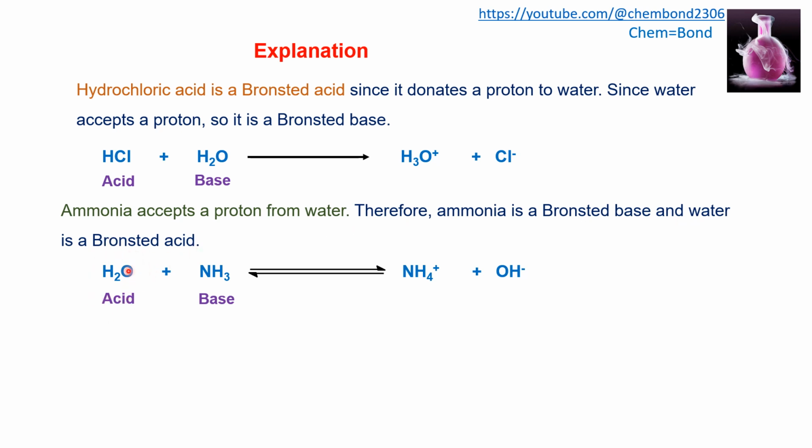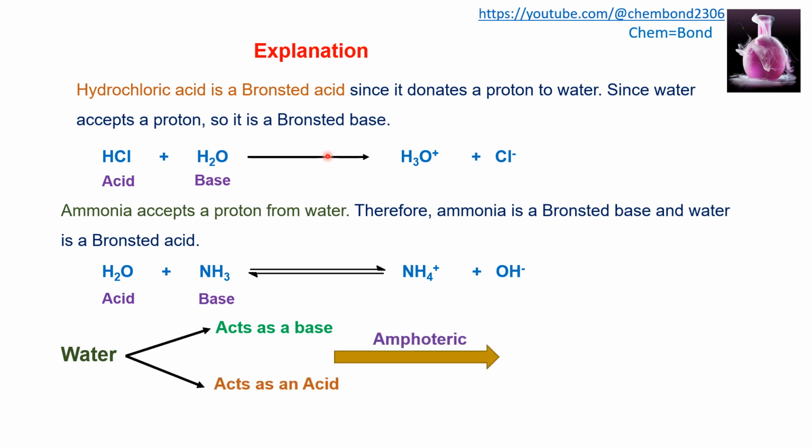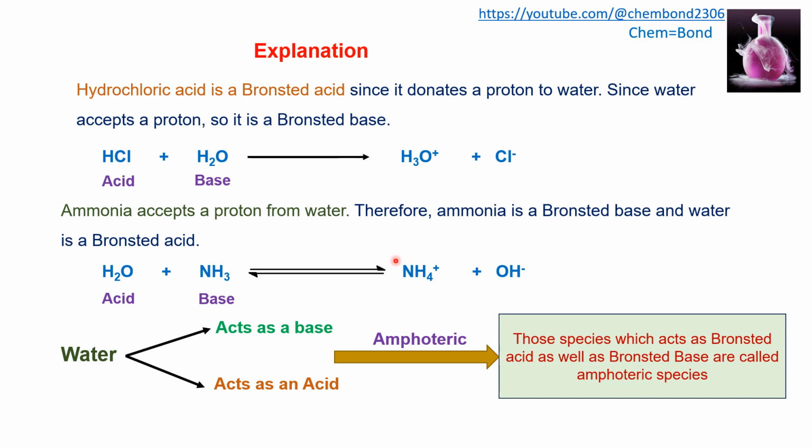If we look at the reaction, water loses the proton, and that proton is gained by ammonia, which is converted to the ammonium ion, and water is converted to the hydroxide anion. So water loses the proton, so it is an acid, and ammonia gains the proton, so it is a base. If we look at these two reactions, water acts as a base in one and as an acid in the other. So water is amphoteric. Amphoteric species are those which act as a Bronsted acid as well as a Bronsted base. This is explained by the Lowry-Bronsted theory.